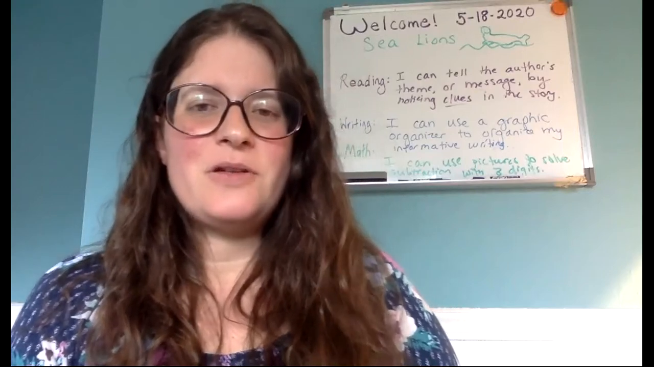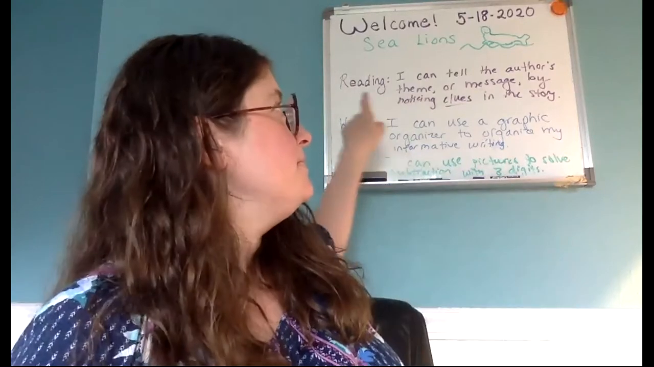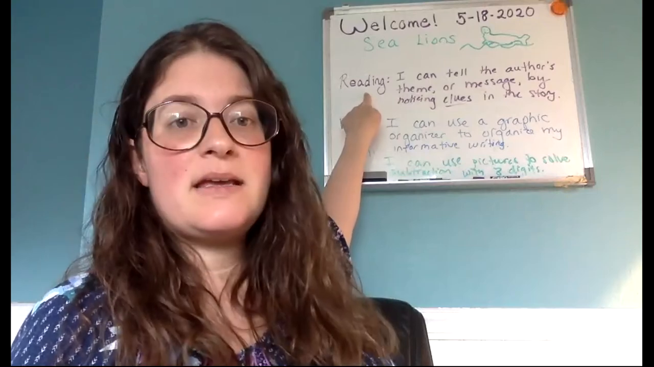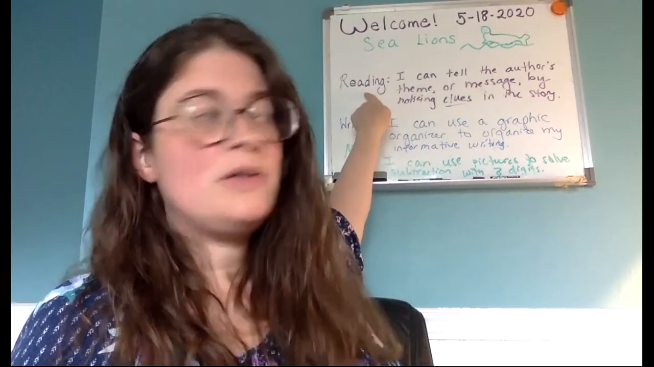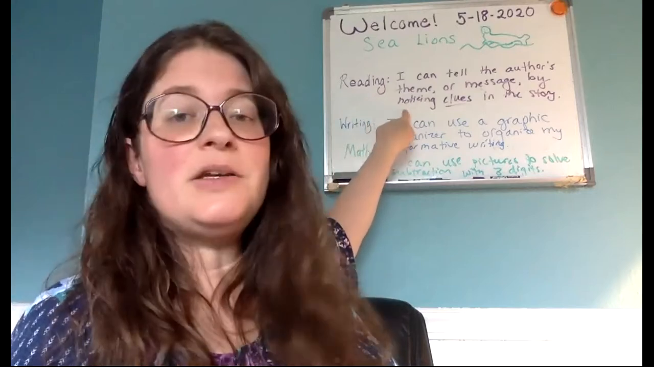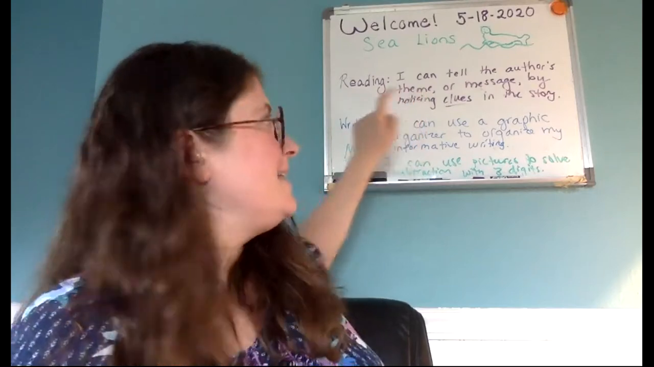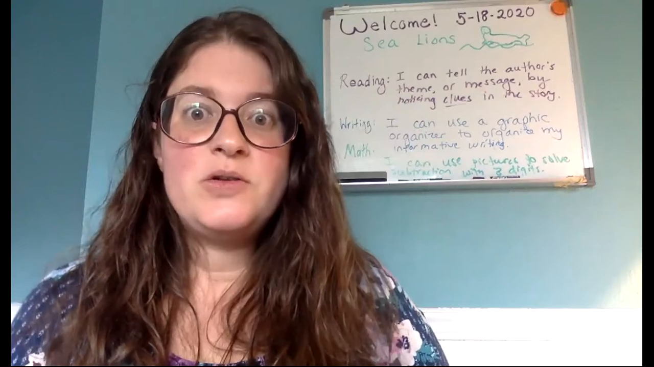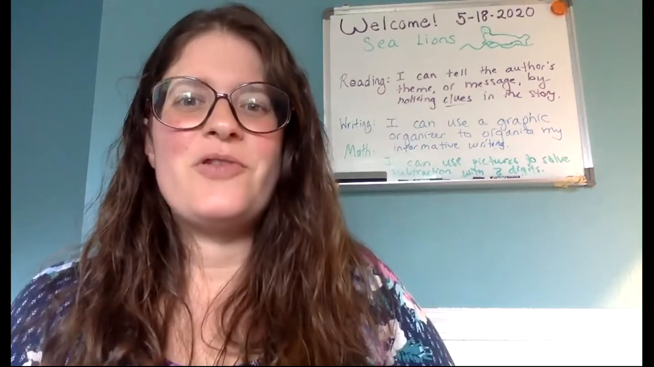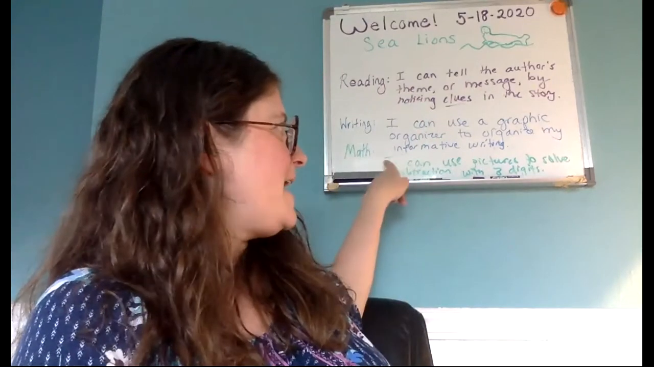And I invite you to look at my targets on the board for reading this week. I can tell the author's theme or message by noticing clues in the story. In writing, I can use a graphic organizer to organize my informative writing. Math. I can use pictures to solve subtraction with 3 digits. It's going to be exciting this week, so let's get right to it.